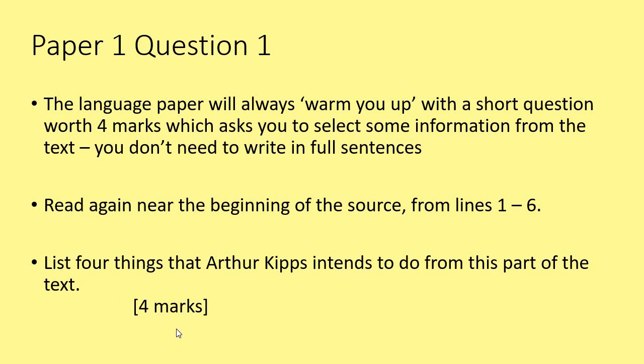So the character who is telling the story is Arthur Kipps. So what I want you to do is to list 4 things that Arthur Kipps intends to do from this part of the text. So it's only asking you to look at lines 1 to 6. And when you've written that down and done that, and when you have your list of words, and when you've read the text 3 times, that's today's lesson done. So a gentle start to language paper 1.